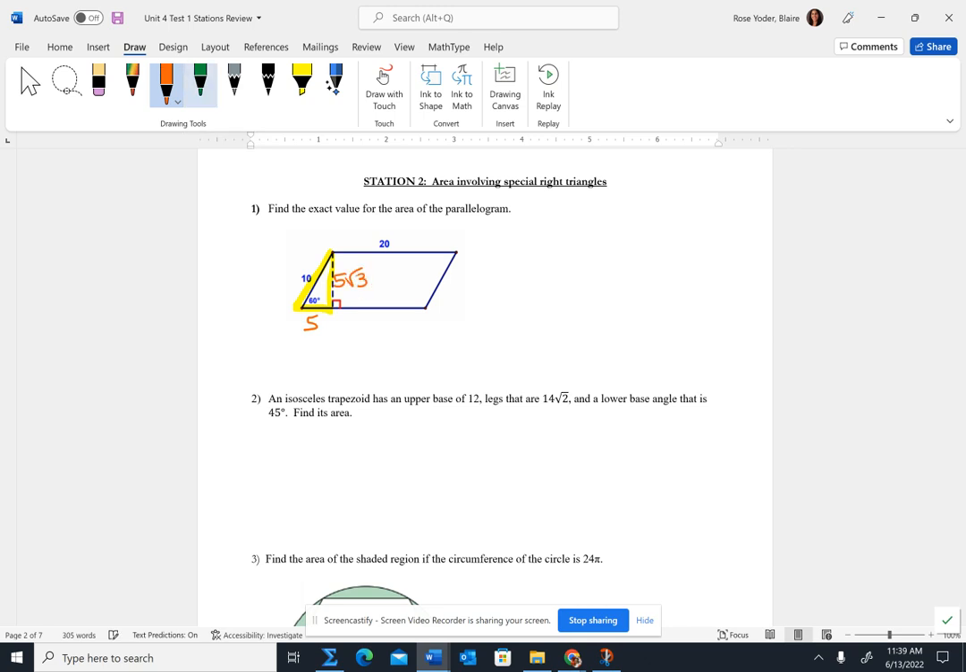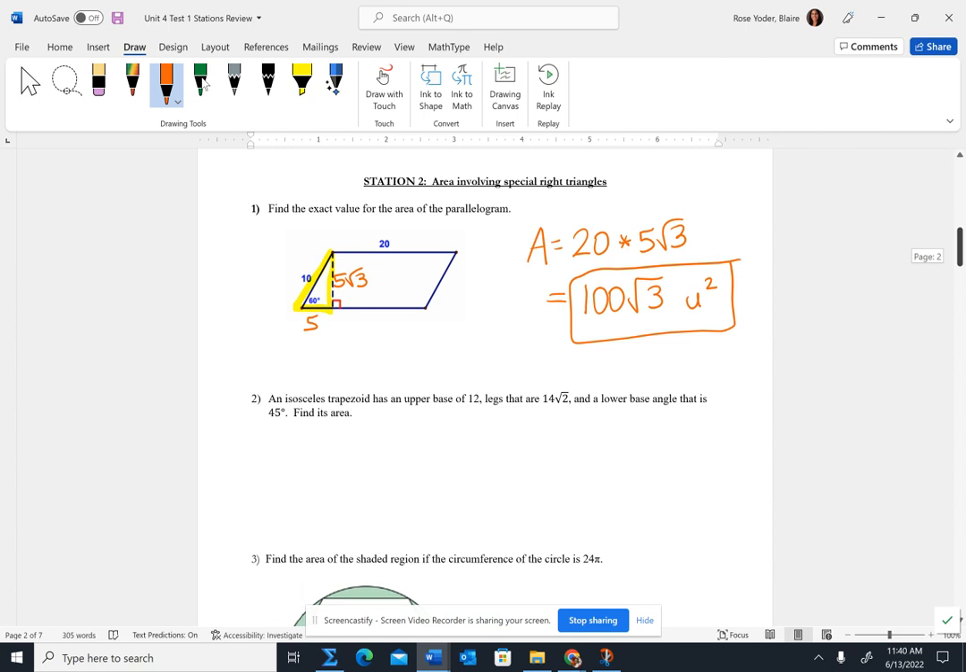be 5 root 3. Do you know the base of your parallelogram? Do you know the height of your parallelogram? The answer to both of those questions should be yes. So pause this video for a second and see if you can find the area of the parallelogram. All right, what we're going to do is use a base of 20 and a height of 5 root 3 and just do a quick base times height to get an area of 100 root 3 square units.